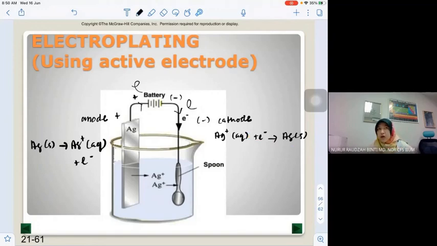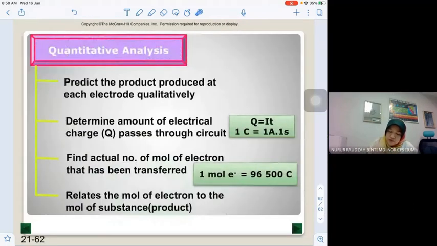But if you have copper 2+, for example, for every 1 mole of Cu2+ aqueous to undergo reduction, it needs 2 moles of electron so that it will form 1 mole of Cu solid. So the ratio between the electron and the product is important because we will use it. So first, identify the products, and then next is to determine the amount of the electrical charge, or Q. Q is the electrical charge that passes through the circuit.